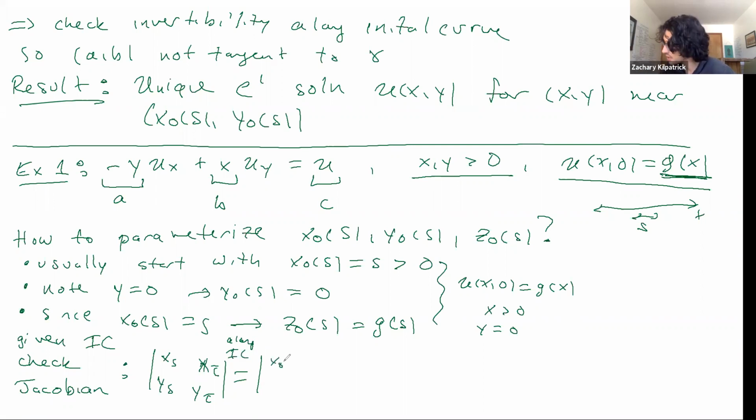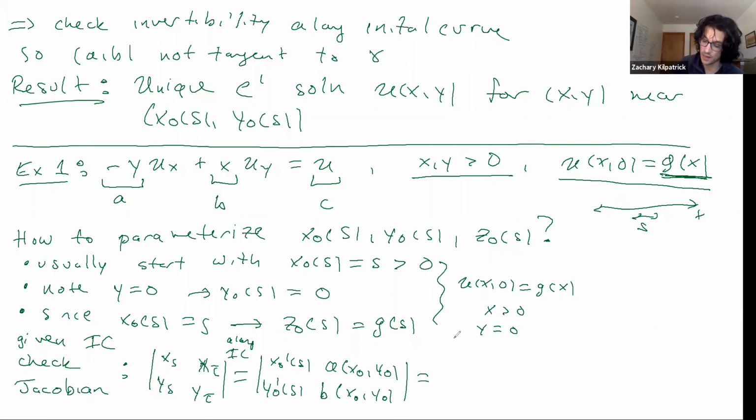is going to be x0 prime of s, y0 prime of s, and then a of x0, y0 in this case, because it doesn't involve z0 at all, and then b of x0, y0. So we just plug it in and check if this all works out. So what is x0 prime of s? What's the derivative of this? 1. This is 1, yeah.